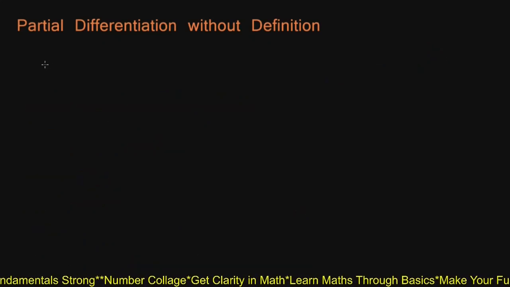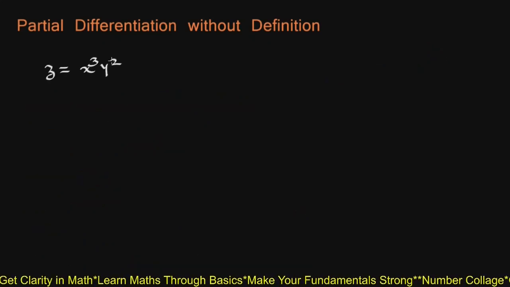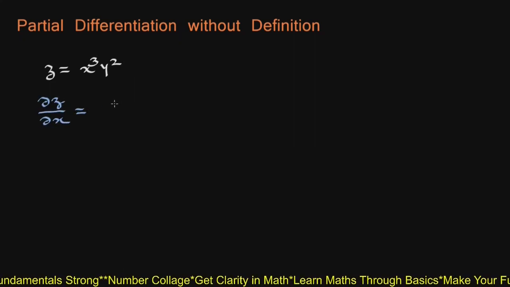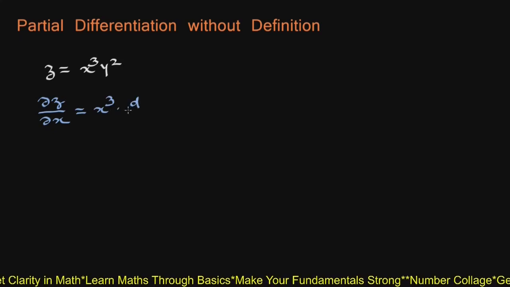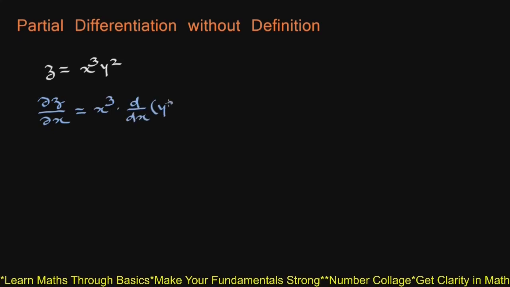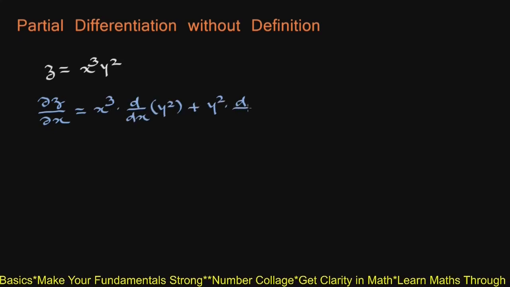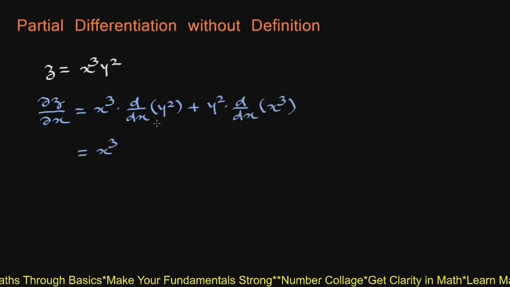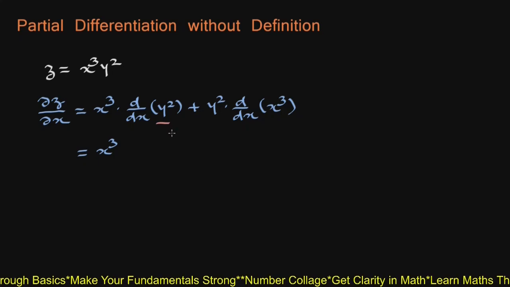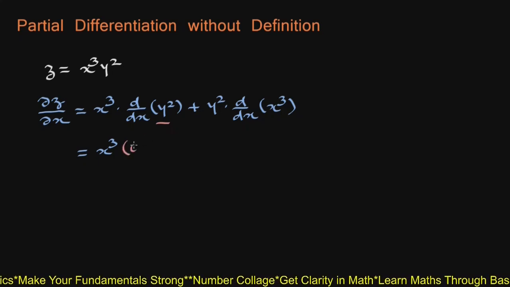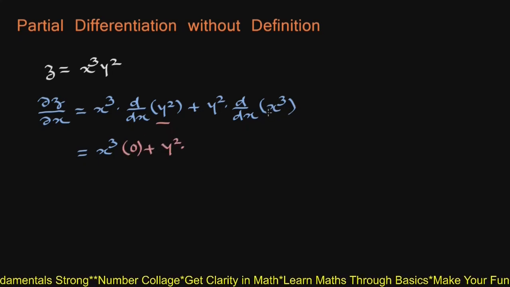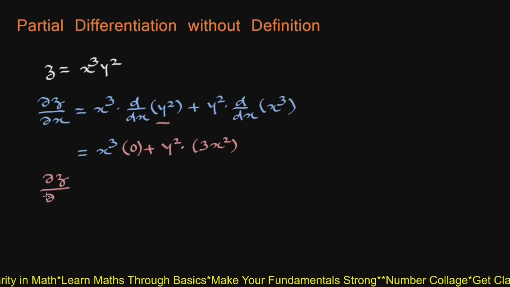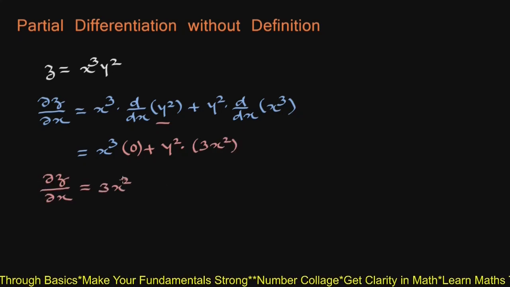Let us find partial derivative of z equals x³y². ∂z/∂x will be, by product rule, x³ d/dx of y² plus y² into d/dx of x³. Here y² is constant, so its derivative is 0, plus y² into derivative of x³, 3x². So ∂z/∂x will be 3x²y².